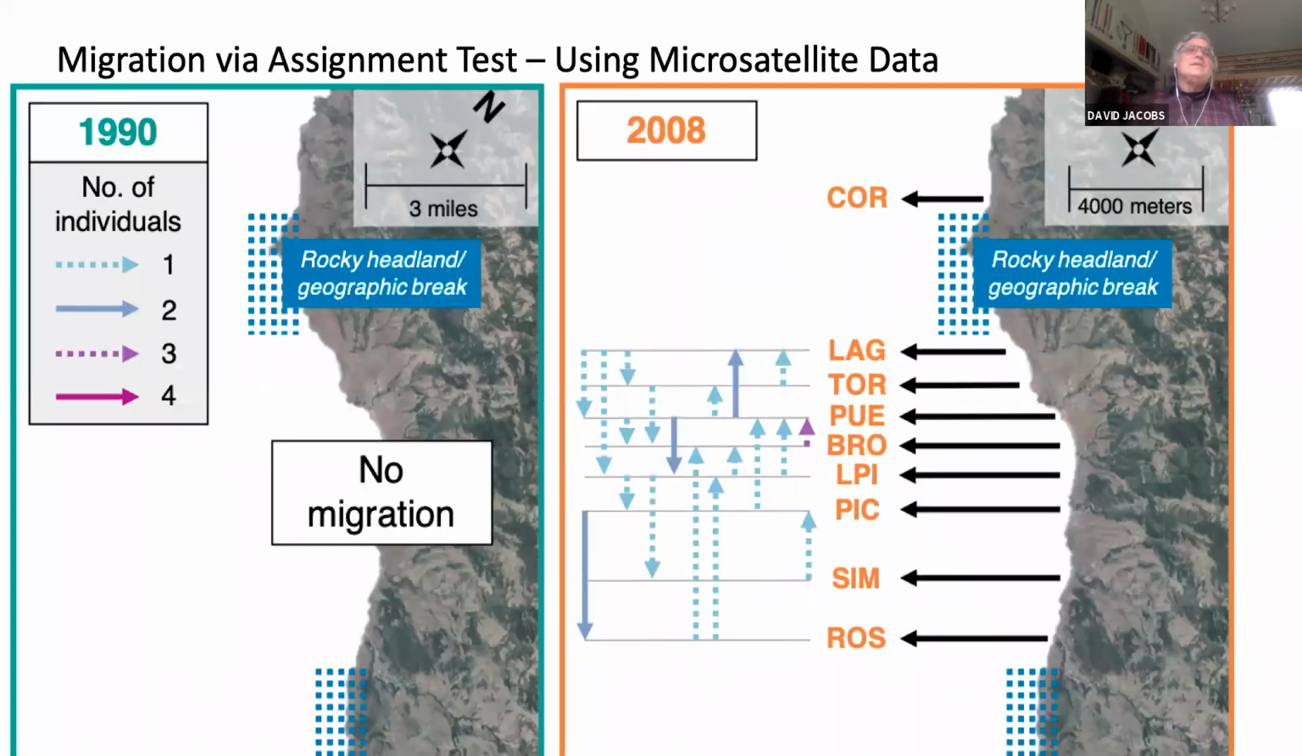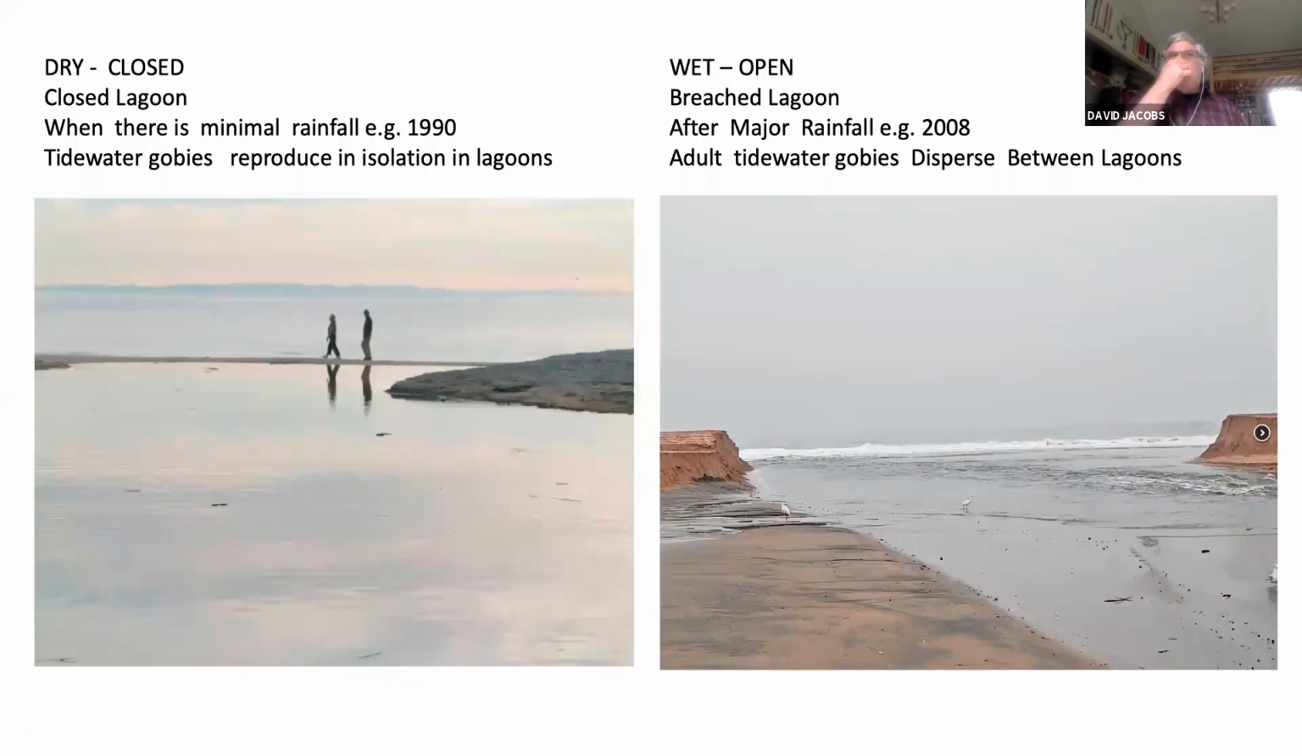If we look at some assignment tests that were done with the microsatellite data, we can find that in 1990, there's no movement in this region. Whereas in 2008, in the samples we did in February of 2008, there was a fair amount of movement. These are based on 30 fish each. A few fish in many cases are found not to have been at their natal site, at least that's the implication from looking at all the microsatellite data. And so there's some movement. So what's going on here?